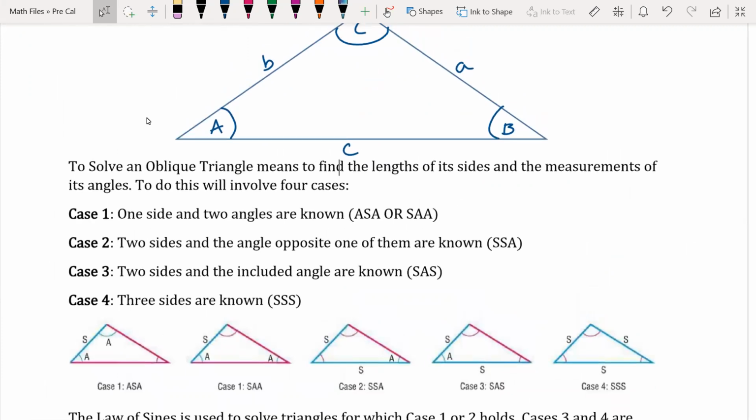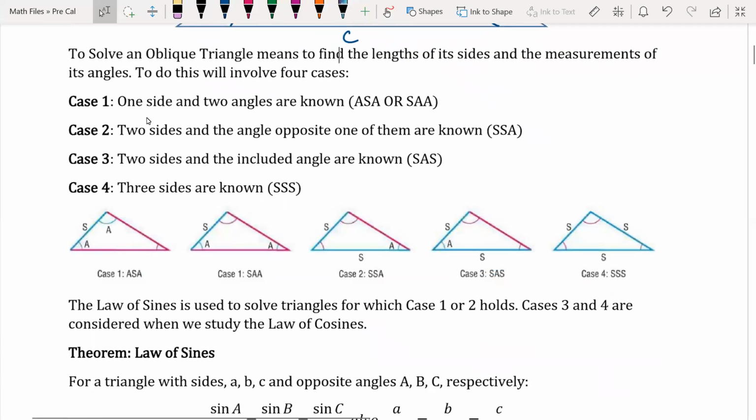So we have 4 cases of an oblique triangle. Case 1 is when one side and 2 angles are known: angle, side, angle, or side, angle, angle. Case 2, 2 sides and the angle opposite one of them are known: side, side, angle. Case 3, 2 sides and an angle are known: side, angle, side. And case 4, all 3 sides are known: side, side, side. We will just be using the law of sines today, which only holds for case 1 and case 2. Case 3 and case 4 will use the law of cosines, which is what we'll go over on Thursday.